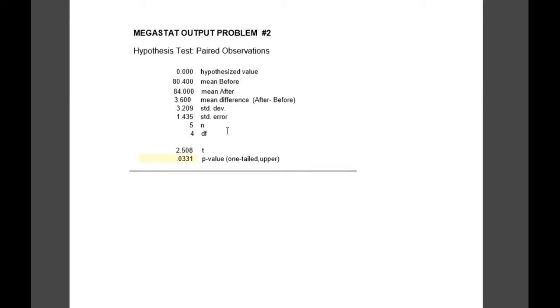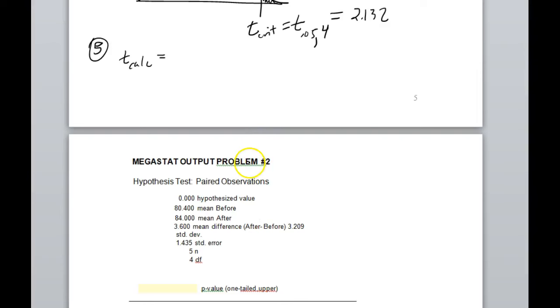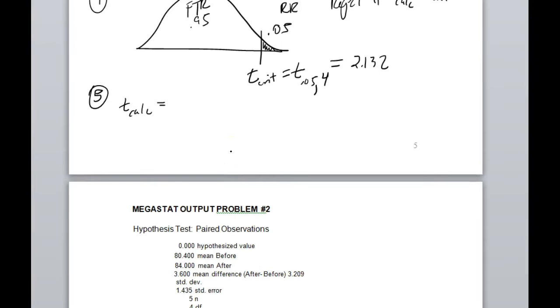Okay, so we ran all of our hypothesis tests here, and this is our output. So our t-calc value is 2.508, right? Yes. So 2.508. All right, so then now we say, is this a reject or not? Is this in the rejection region?